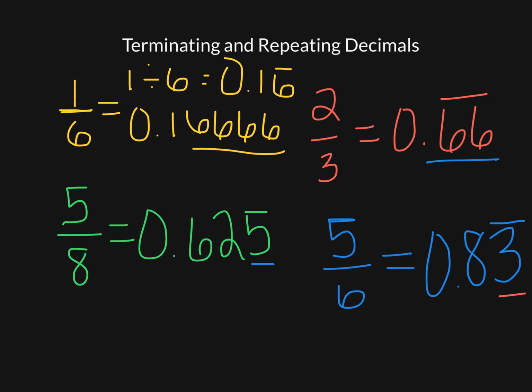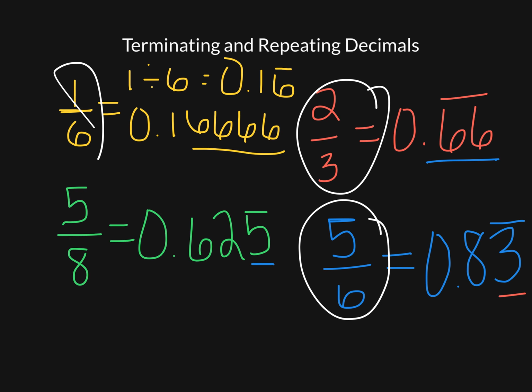3 in this decimal. So you need to be careful where your repeating bar is, that it's over the numbers that are repeating. The 8 is not repeating, so it's only over the 3. So I have 3 repeating decimals in this example. 1/6, 2/3, and 5/6 were the repeating ones, and our terminating decimal was 5/8.